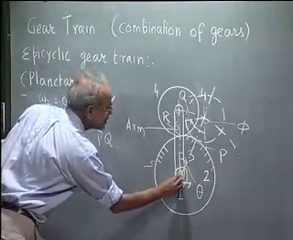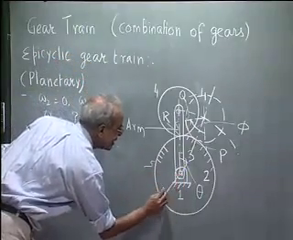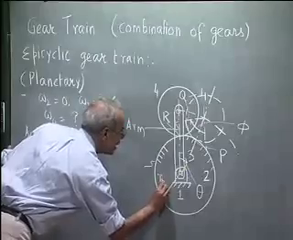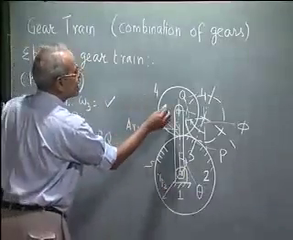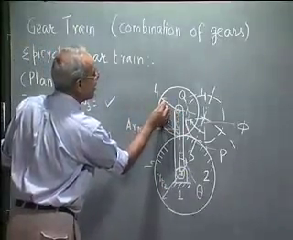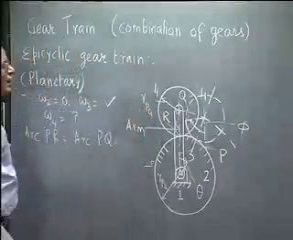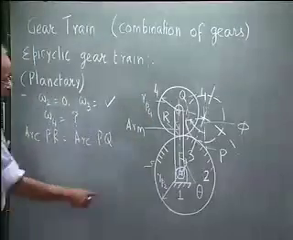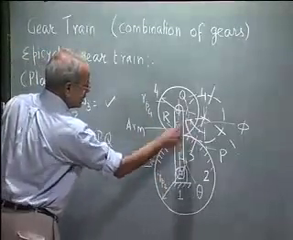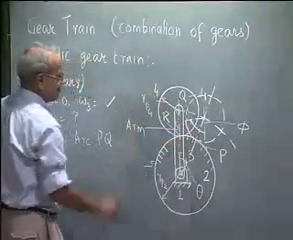If I say the radius of this gear, the fixed circle radius, is RP2, and the fixed circle radius of this gear I call RP4. So RP2 into theta is RP4 into phi.